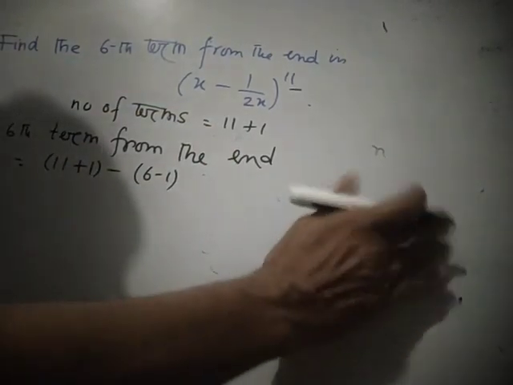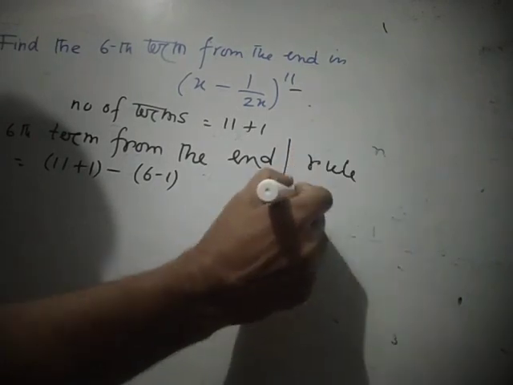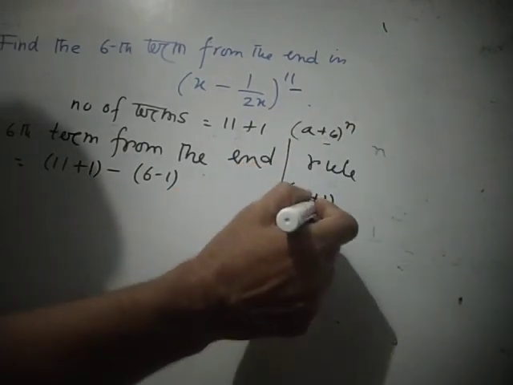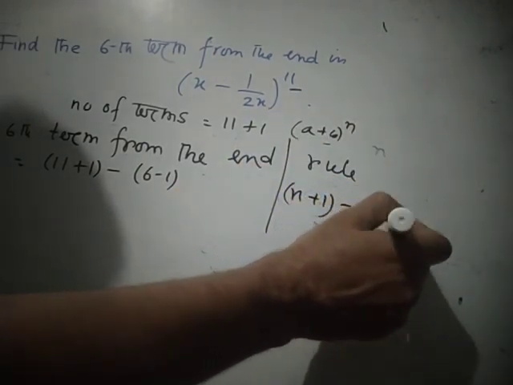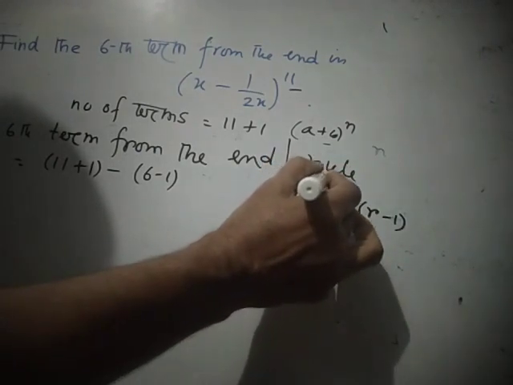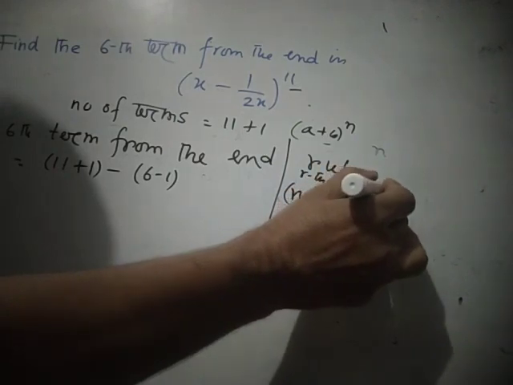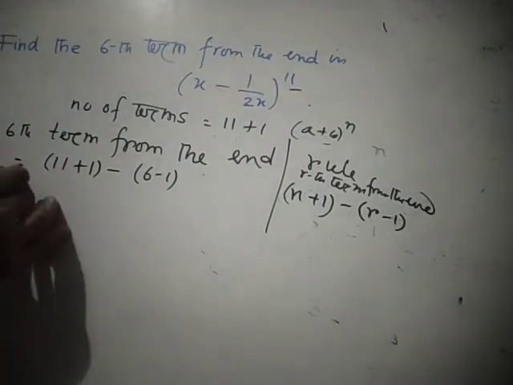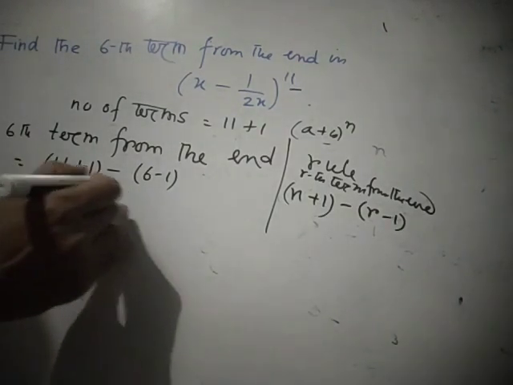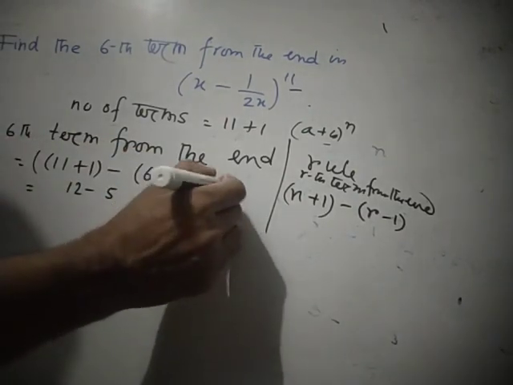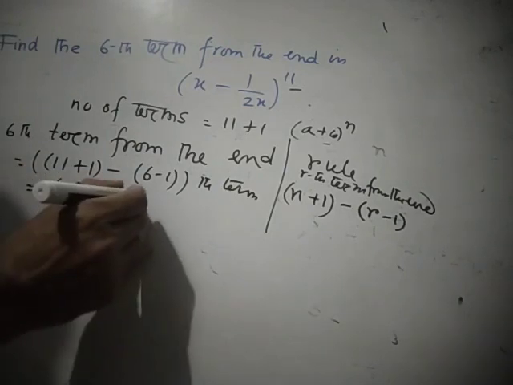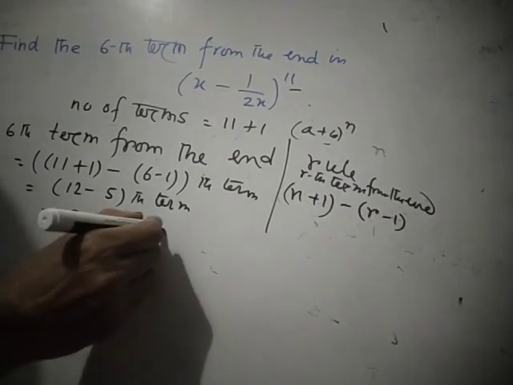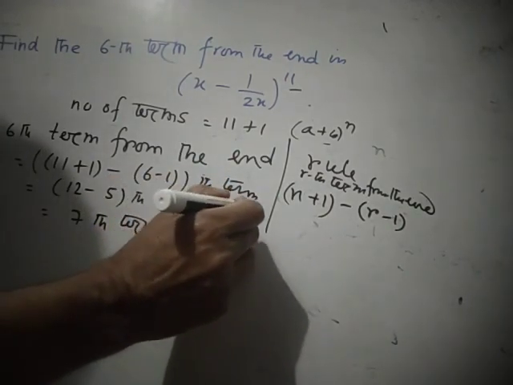For this we have to know one rule. When we have to find the rth term from the end in (a plus b) whole to the power n, it will be the (n plus 1 minus r plus 1)th term from the beginning. So here it is 11 plus 1, which is 12, minus 6 plus 1, which is 12 minus 5, the 7th term. So the 6th term from the end will be the 7th term from the beginning.